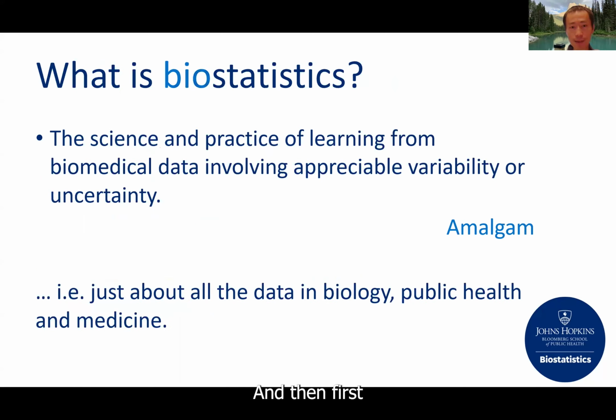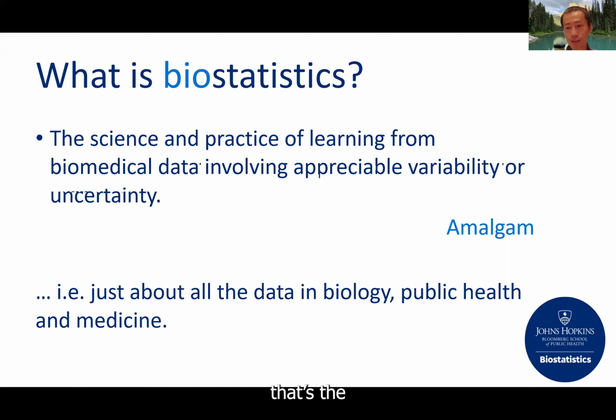Okay? And then first, you may wonder, what is biostatistics? In order to answer that question, we probably need to ask ourselves, what is statistics before we talk about biostatistics? If you know probability, you probably know probability studies how a model can be used to describe data. Here, the model usually is a mathematical model. So you have some probability distributions, and you have a model, you want to use it to explain the data.